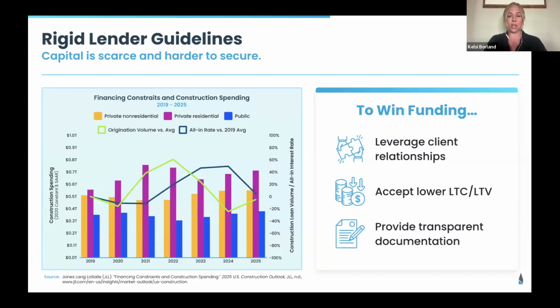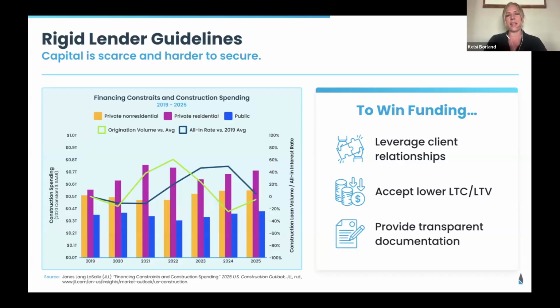I think accepting lower loan to cost and loan to value, or at least finding a way to create a capital stack where you can have a little more equity in a project, can obviously help get a lender comfortable.